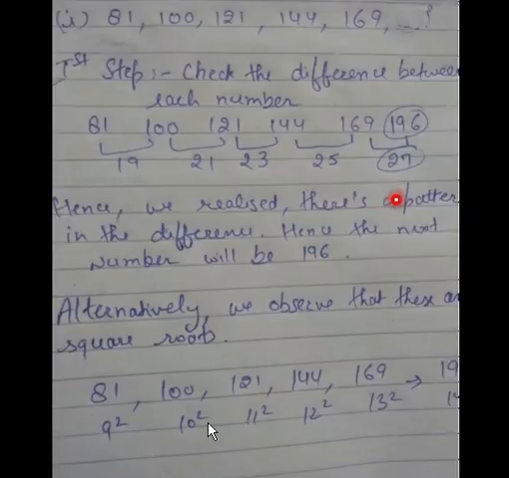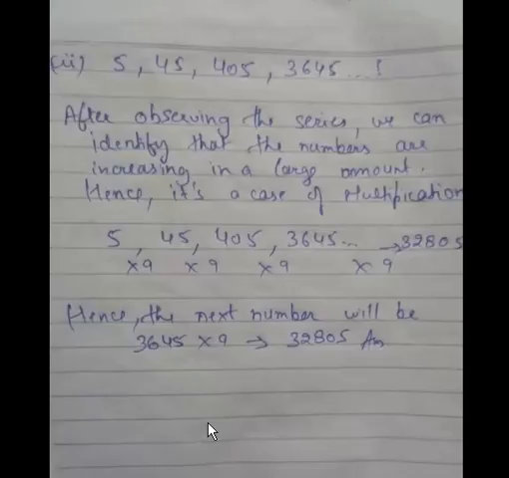Let's go to the second question. Okay, 5, 45, 405, and 3645. What should be the next term? So remember friends, when I ask you to observe the first digit and the last digit, let's use our due intelligence. If we try finding the difference, 5 and 3645, it's a difference of 3000. So we can clearly identify that it's a case of multiplication.